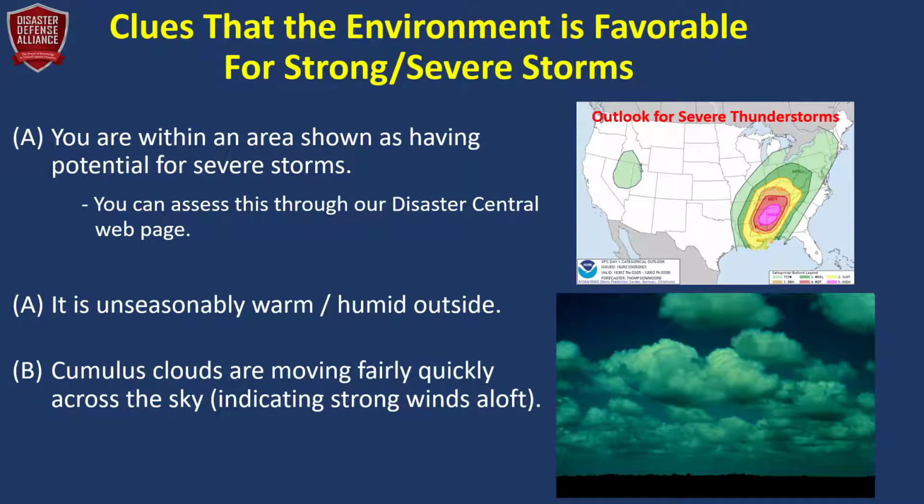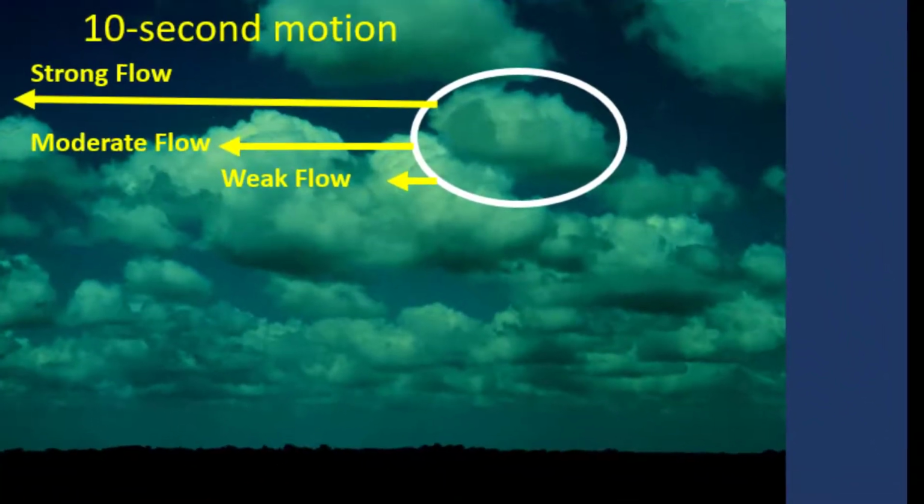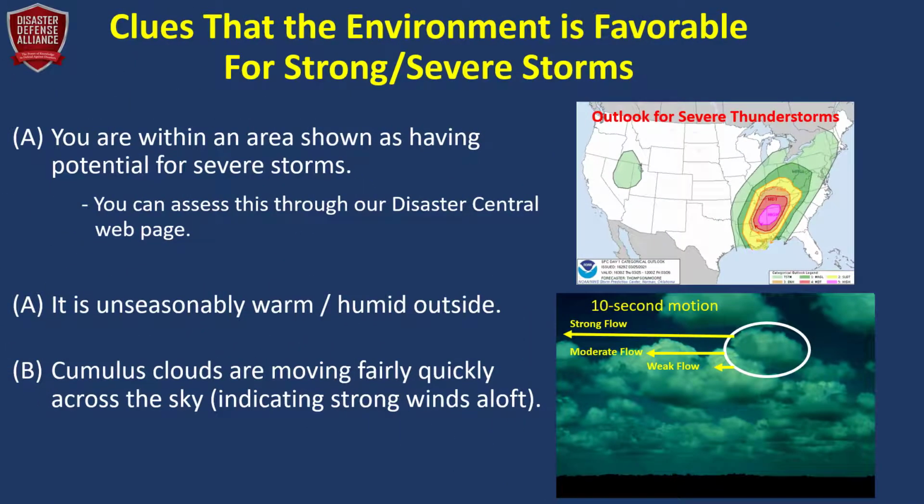Another clue is to see cumulus clouds move quickly across the sky. This indicates strong winds above the ground, and that increasing wind with height is a favorable ingredient for severe storms. Focus on this cumulus cloud. If after 10 seconds or so it moves the distance of the small bottom arrow, that represents very slow motion due to weak winds aloft. If it moves the distance of the middle arrow, that represents more moderate flow aloft, while the top arrow represents the distance the cloud would travel due to strong flow aloft. So if the storm is moving quickly across the sky, that indicates stronger flow. That's a favorable environment condition for severe storms and tornadoes. It could be a sign of an active event to come.